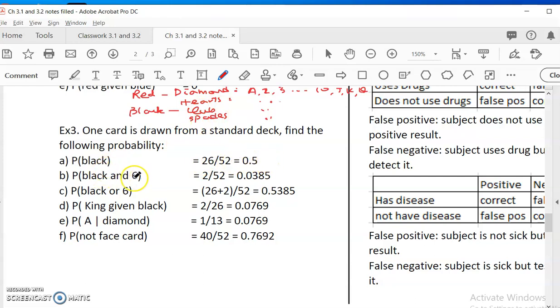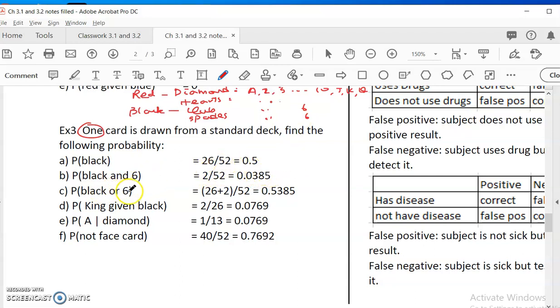Okay. Black and a 6. So what cards are at the same time black and also 6? Well, clubs and spades have 6, right? Both are black. So I have two chances that can satisfy this. Remember, and means I need both of them. Not all the black cards, not all the 6 cards. So don't think of this as English 'and'. It's a logical 'and', saying that I need to satisfy these two. The one card that I drew is both a black and a 6. Does that make sense? So I only have 2 of these. So 2 out of 52 is 0.0385.